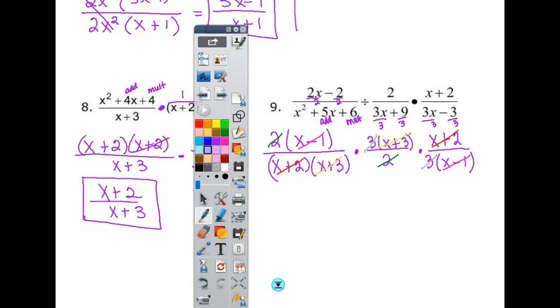So what do we, when you have the same thing on the top as you do on the bottom, what do you do? What's the answer then? What is it? Okay, when we have the same on the top as we do on the bottom, what's the answer? 1. And I heard a couple of people say it. I was just trying to get more people to say it. Okay, so don't think it's 0. Don't think it's x. Okay, it's 1.